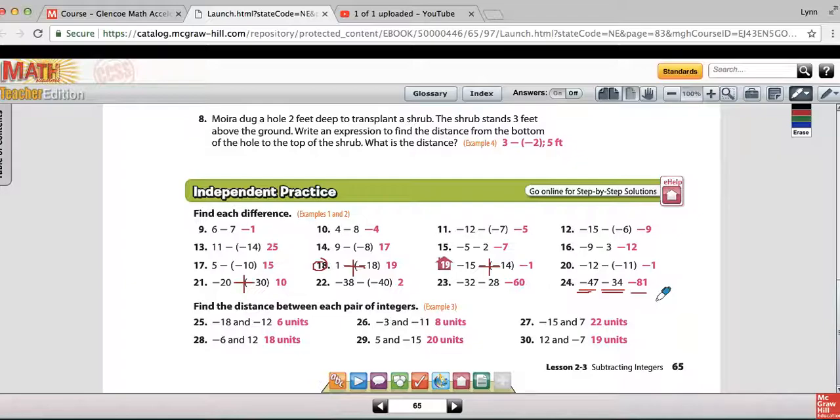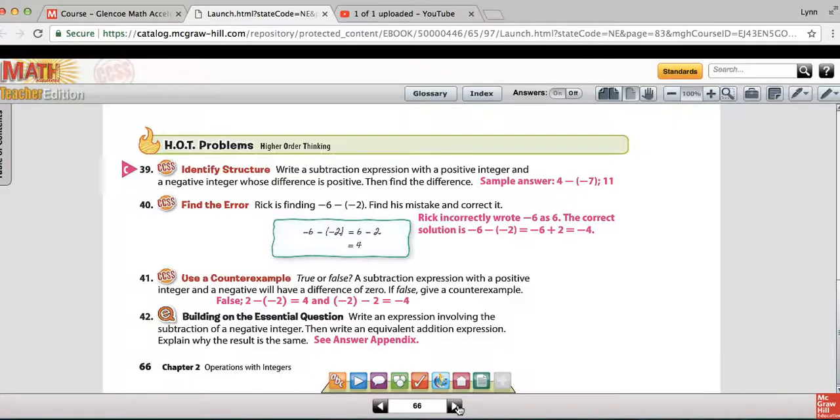The next one we're going to take a look at is page 66, the HOT problems, number 39. It says, write a subtraction expression with a positive integer and a negative integer whose difference is positive. So here's just one example here. We have a positive integer 4, and we have a negative integer, which is negative 7, and it's said to write a subtraction problem, so there's your subtraction sign. Well, what happens when you have two negatives is that it turns into a positive, and 4 plus 7 is 11, so we have a positive answer.